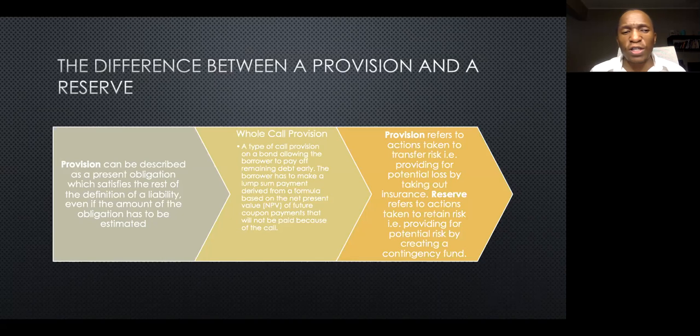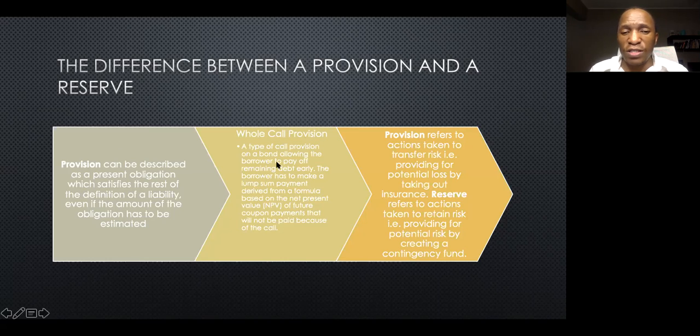The difference between provision and reserve. So let's look at the provision. Provision can be described as a present obligation which satisfies the rest of the definition of a liability, even if the amount of the obligation is to be estimated. So if you're making a provision for something, for instance, when we look at the accounting system, if something is provided for, it means there's chances that we are going to suffer this loss. So we'll actually put up a provision for it, for instance, that we are going to have bad debts of so much. That is a provision. So what is called in accounting terms, provisional bad debts.